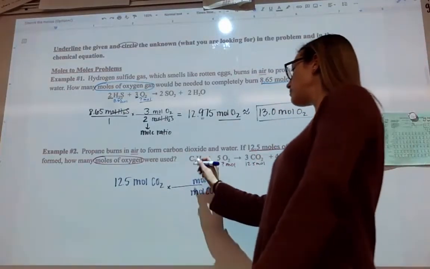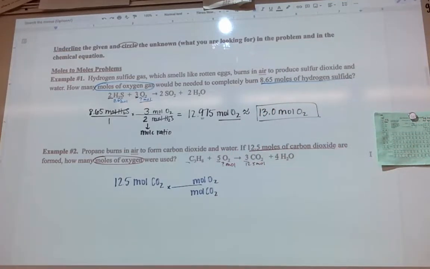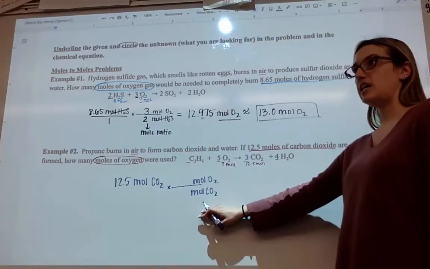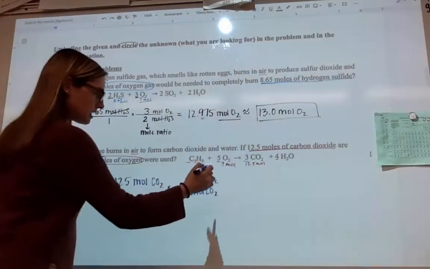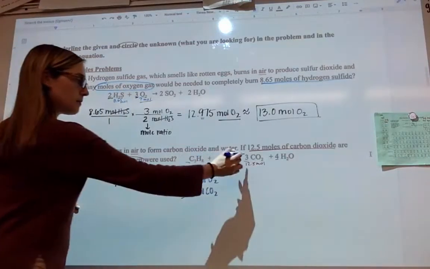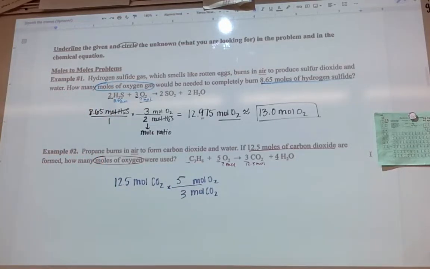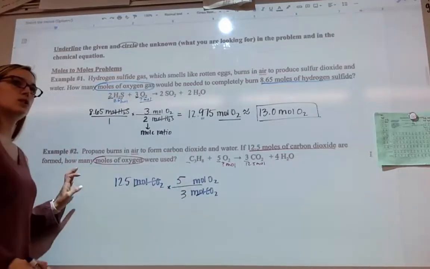The reason it has to be in moles is because that is what each of these coefficients tell us. The ratio of moles of substances. So based on this, we had moles of CO2. That goes on the bottom so that it cancels. Moles of oxygen goes on the top. The way that I can read this is that for every 3 moles of CO2 that is produced, we require 5 moles of oxygen to react. So the mole ratio is 5 moles of O2 to 3 moles of CO2. Now moles of CO2 cancels, we're at moles of O2.